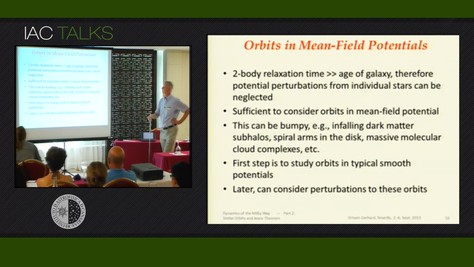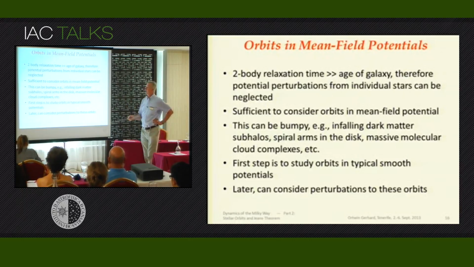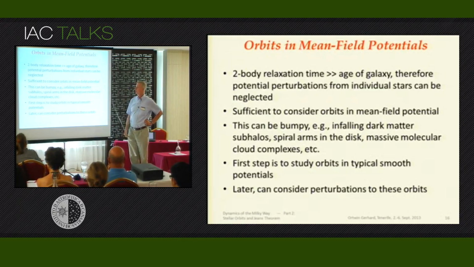Okay, so let's start with a simple case. But let's first recap what we've learned before. So the two-body relaxation time is much larger than the age of the galaxy. Therefore, we can neglect potential perturbations from individual stars. Okay, we just never consider them anymore. We consider orbits, therefore, in mean field potentials.